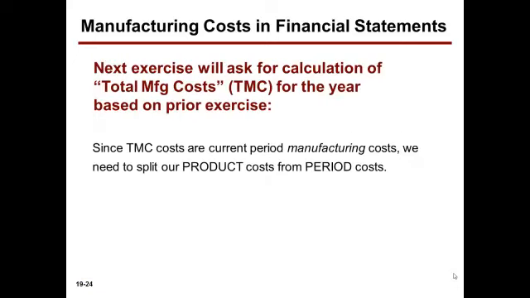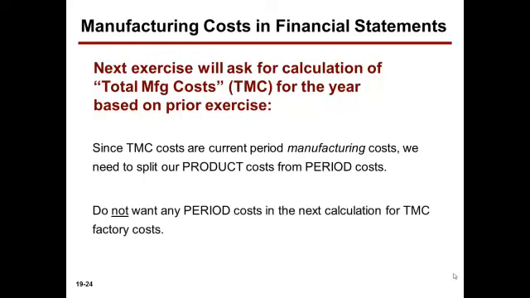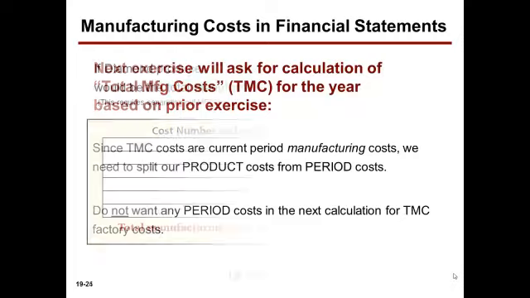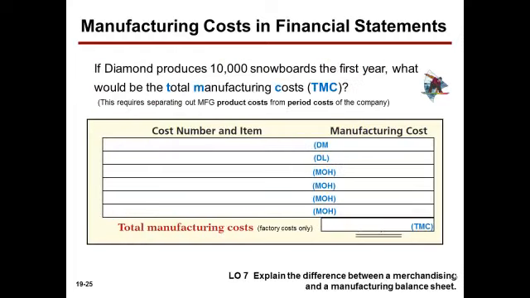In the next exercise, we'll ask for a calculation of the total manufacturing cost, TMC, for the year. Since TMC costs are current period manufacturing costs, we need to split out our product costs from our period costs. We do not want any period cost in the next calculation for TMC factory costs. Now, if our company produces 10,000 snowboards during the first year, what would be the total manufacturing cost, total TMC for that year?